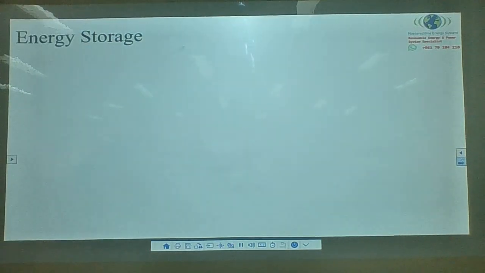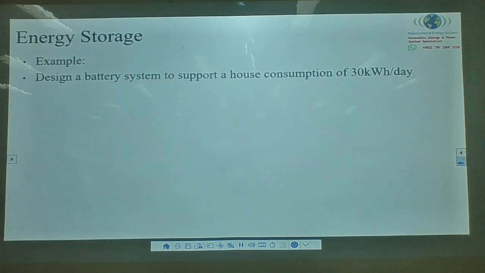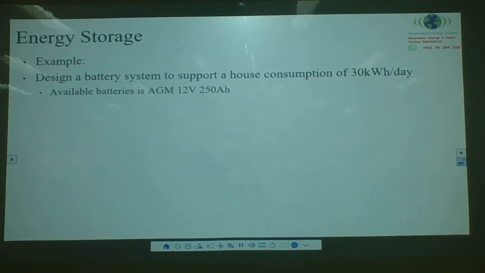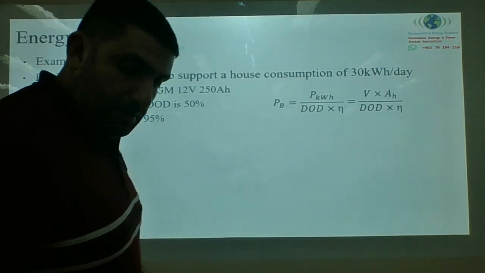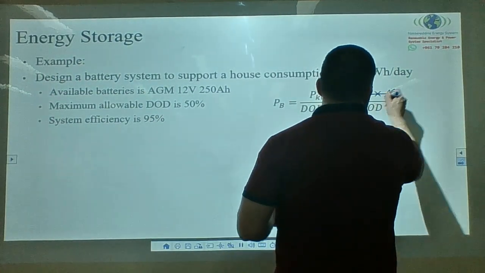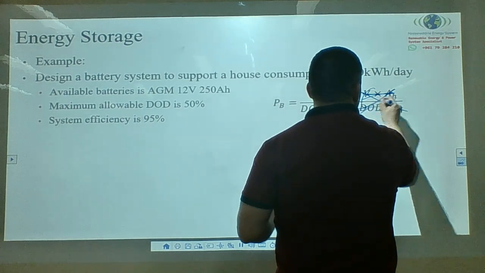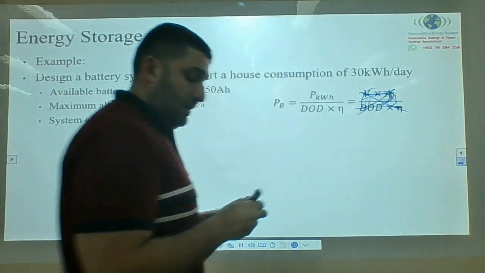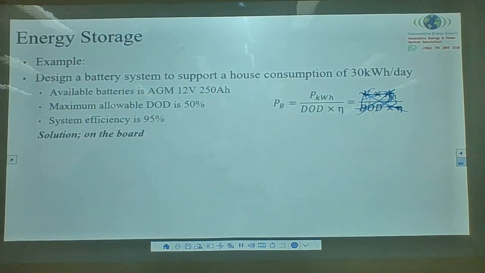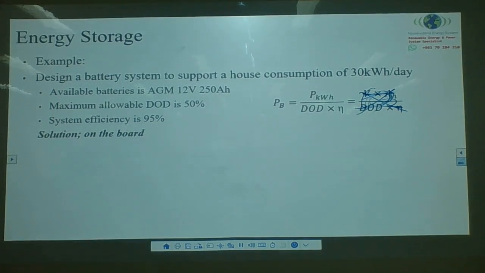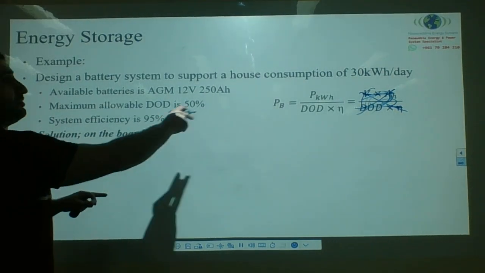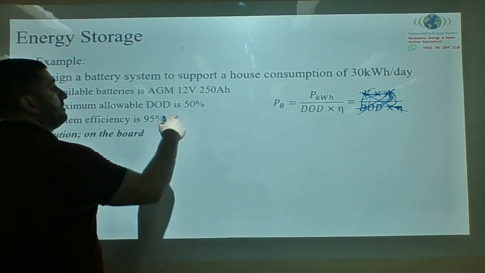Now, as an example, design a battery system to support the house consumption of 30 kilowatt hours using AGM. Like I said to you, I don't want to use this one. I want to keep it outside for now. How do you solve it? Perfect. What's the efficiency? I apply the equation straight away. Design a system, I have the AGM.